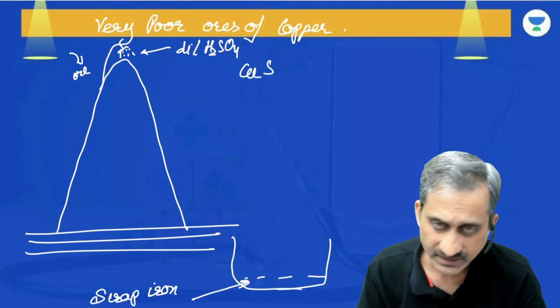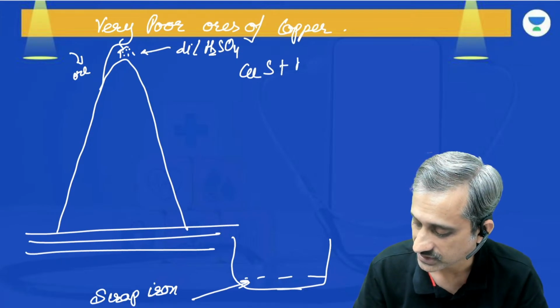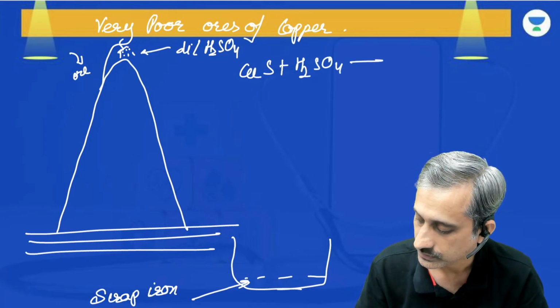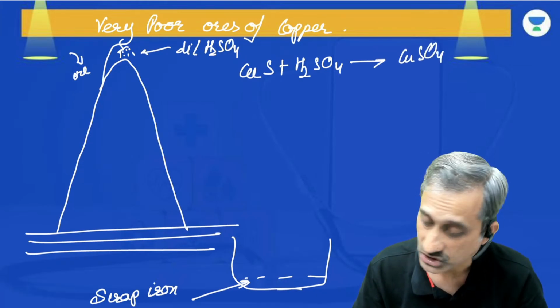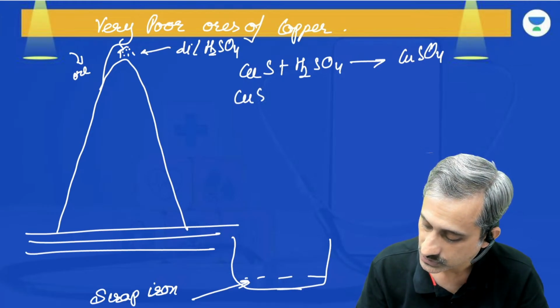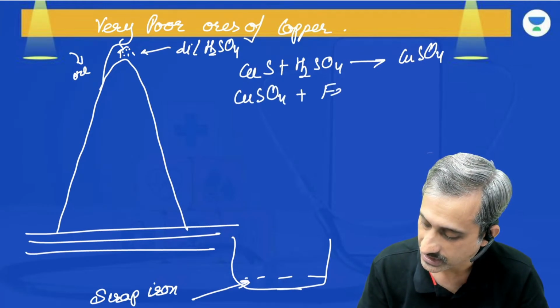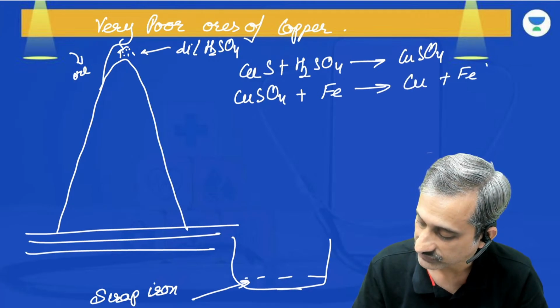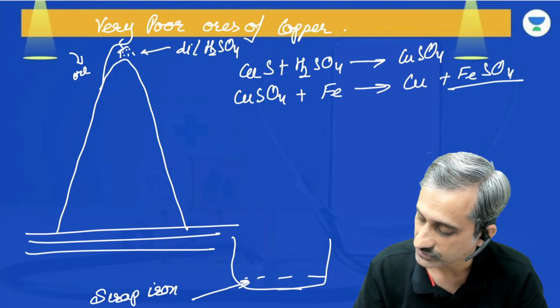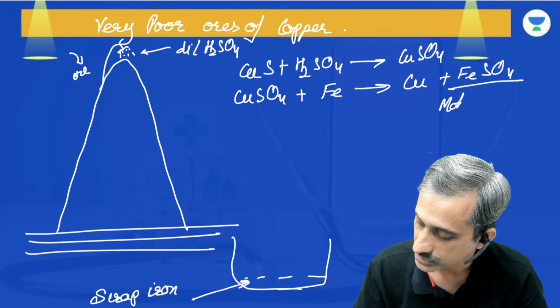Copper sulfide, Cu2S, CuS, they react with H2SO4 to form CuSO4, which is soluble in water. This CuSO4 reacts with iron to give Cu plus FeSO4. This FeSO4 is used to make Mohr salt. So we don't waste it.